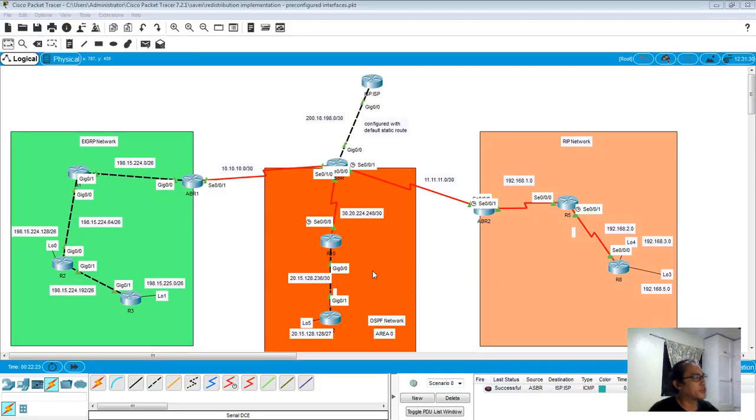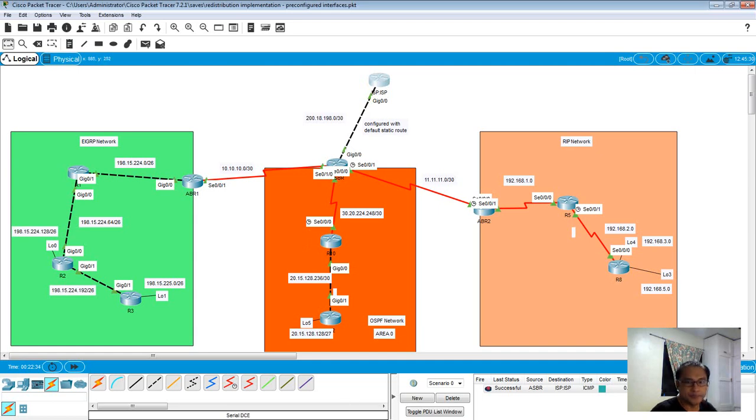So this is the OSPF area network. Area 0, meaning this is a single-area OSPF. We are going to connect that to the EIGRP, and we are going to connect that to RIP. So basically all of this network here can pass through the ASBR, the Autonomous System Boundary Router, and access the internet, access our ISP.